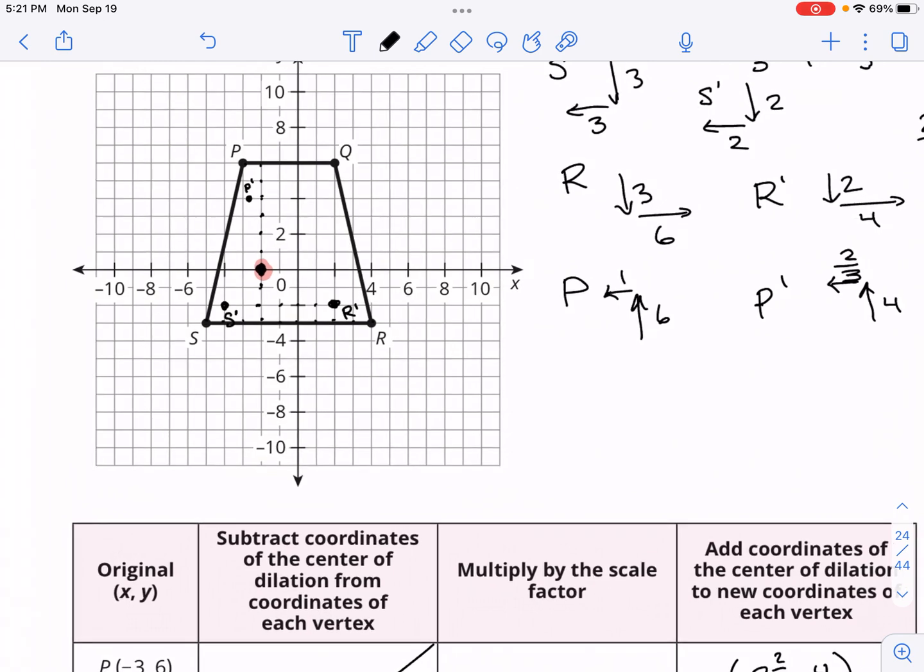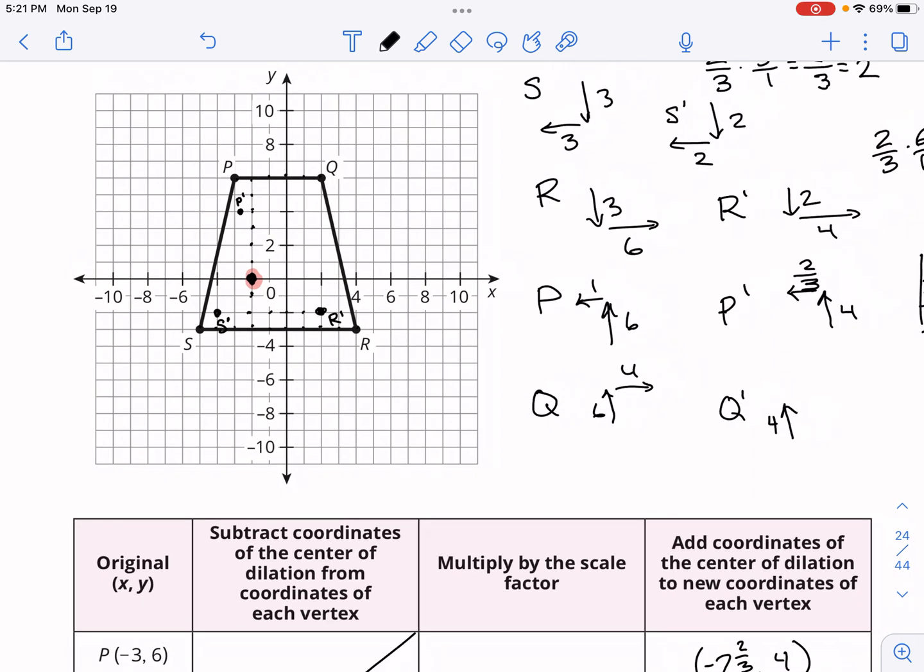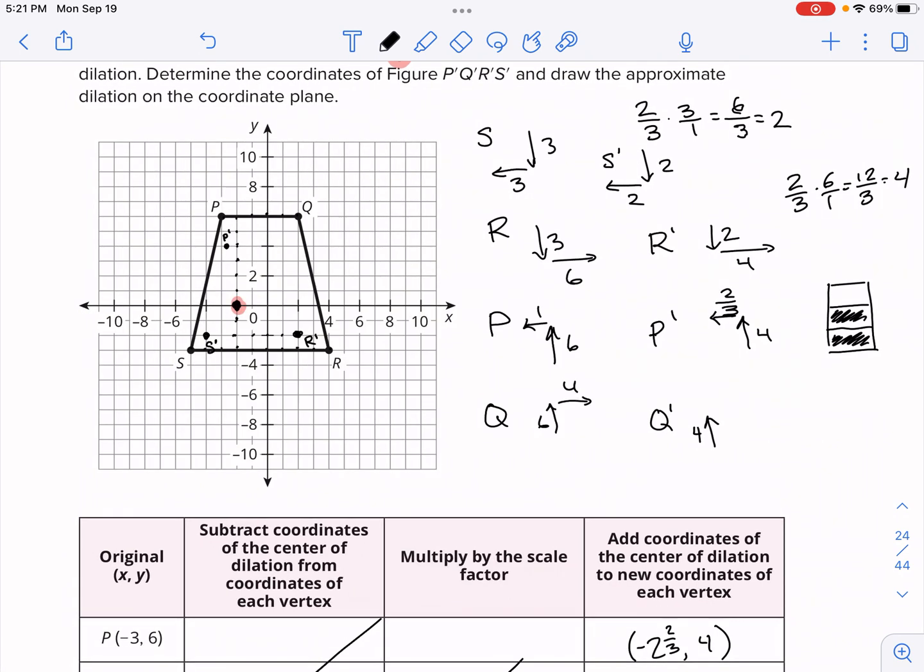All right, let's go to Q. We know that from this point, we're going to go 6 up, and we're going to go to the right, 1, 2, 3, 4. And we already did the multiplication on these numbers. So we know that 2/3 of 6 is 4, so we're going to go 4 up. And 2/3 of 4, did we do that multiplication? We did not. So let's find 2/3 of 4.